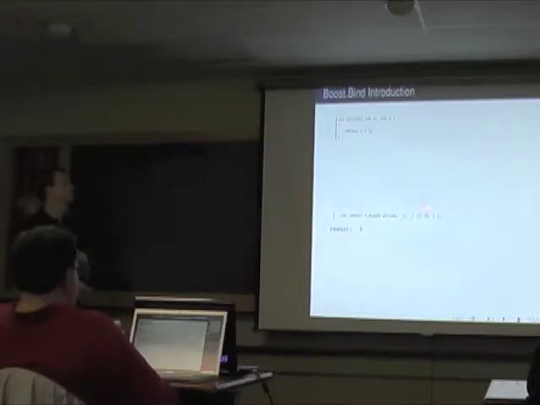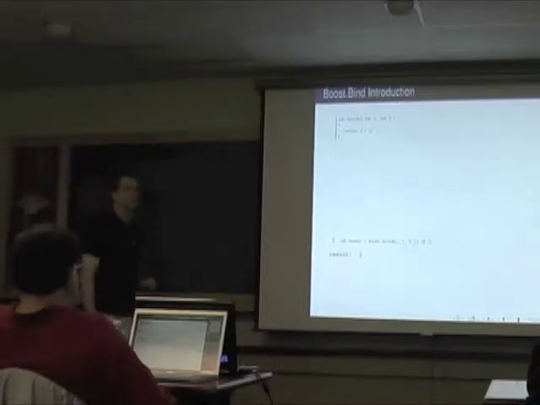We could swap the placeholders if we wanted. It doesn't care. So here we're calling it with 10 and 5, but when we bound it, we bound the placeholders so that they're opposite, and now, even though we're calling it with 10 and 5, we're going to get 5 divided by 10, which, since we're doing integer division, is 0.